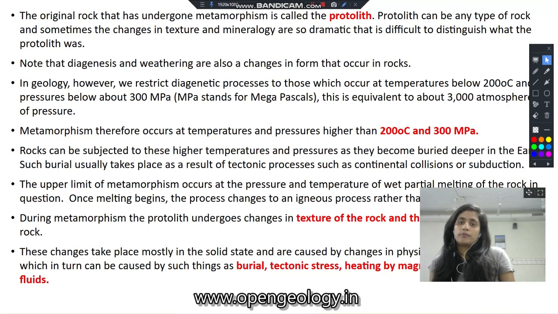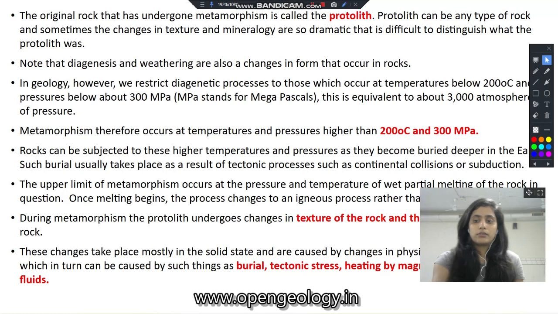Like we know, if we go deeper in the earth's interior, the temperature increases and the pressure of the overburden rocks increases. So the metamorphism process always happens inside the earth, where pressure and temperature are within the range of more than 200 degrees Celsius and 300 megapascal. Rock can be subjected to these higher temperatures and pressures as they become buried deeper in the earth, as we know now.